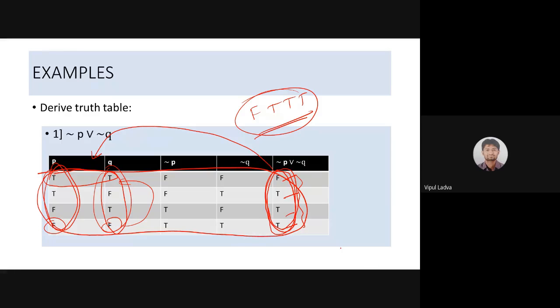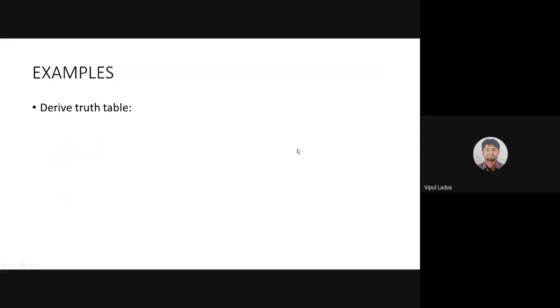Are you getting my point? Yes or no? You are supposed to reply on the chat box. You're supposed to. Yes. So never memorize it like F T T T, okay? Good. Let me give you one more example.